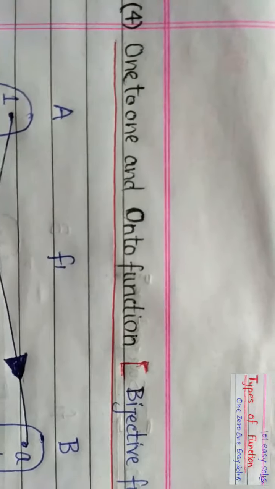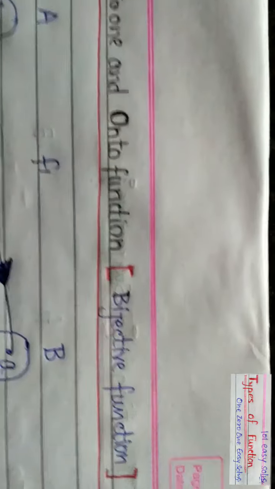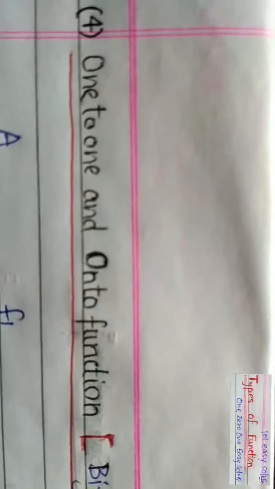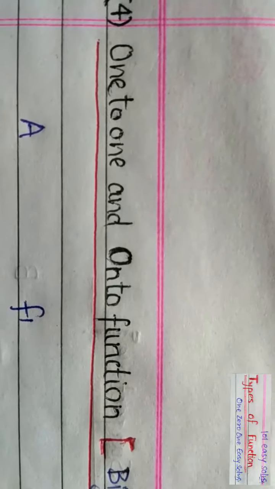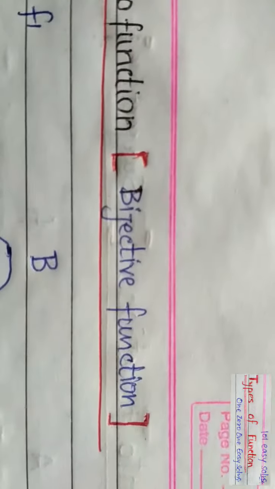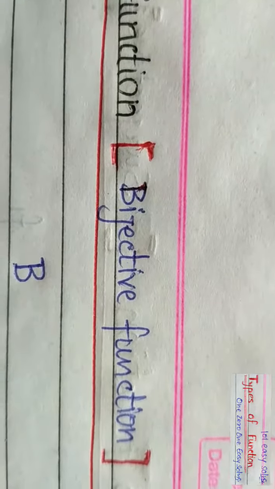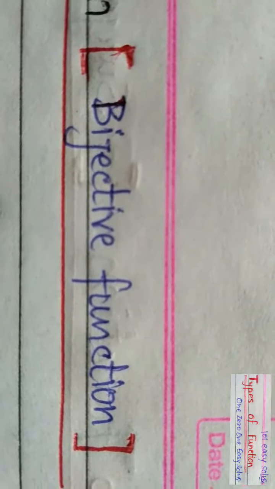Okay, so the fourth one here is one to one and onto function, both. It is known as bijective function. You know, one to one function is injective and onto function is surjective. So this type of function is also injective and surjective. That's why it is bijective function. It is one to one and onto also. So it is known as bijective function. One to one is injective, onto is surjective, injective and surjective is bijective function.